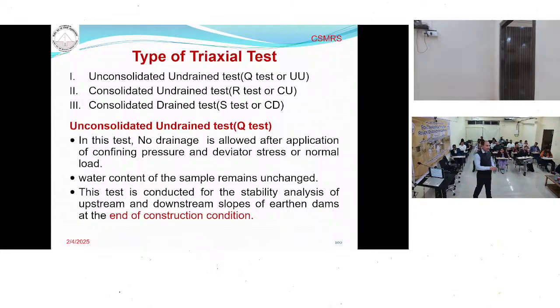So the triaxial test is done under three conditions: unconsolidated undrained test, consolidated undrained test, and consolidated drained test. So anybody tell me what are these and where you can learn that? Simple, consolidated drained test, I tell you.